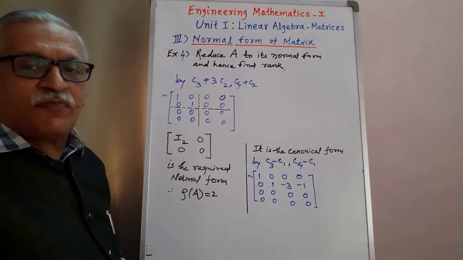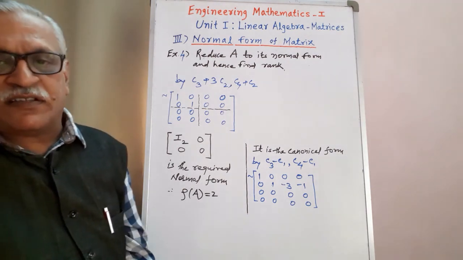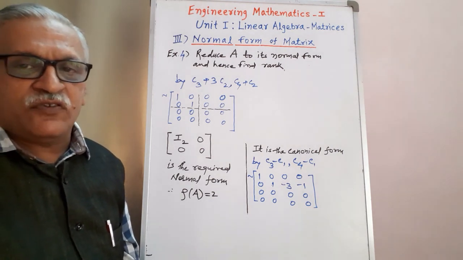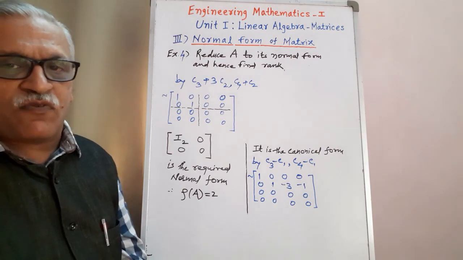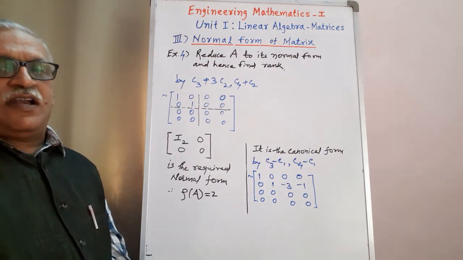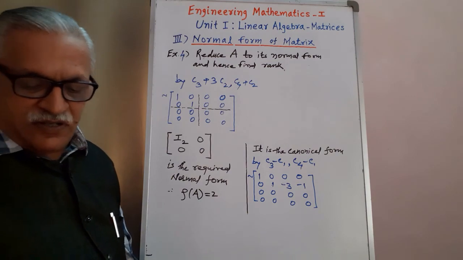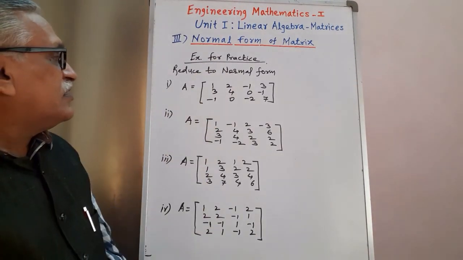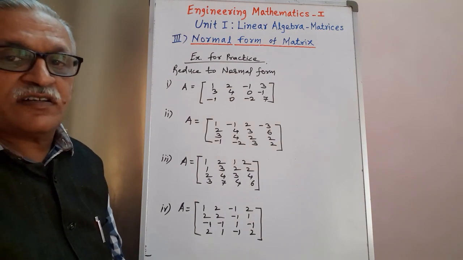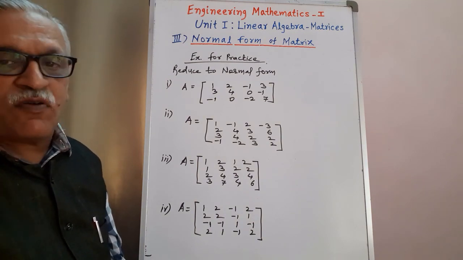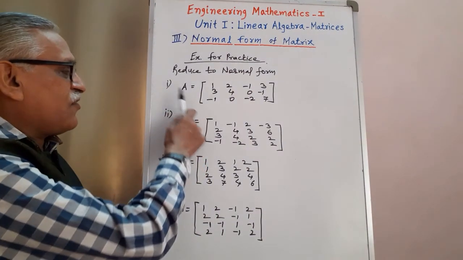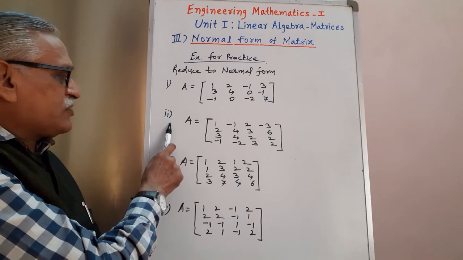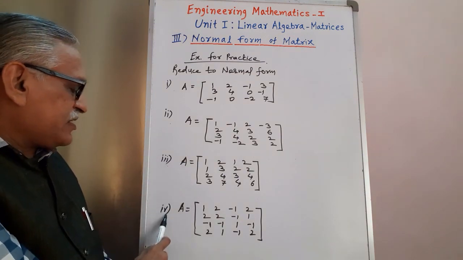Therefore, with the help of these 4 different examples, I have explained how we can reduce the given matrix to its normal form. Let us see some examples for practice, homework or classwork problems. Examples for practice, where we have to reduce the following matrices to their normal form: example number 1, example number 2, example number 3 and example number 4.